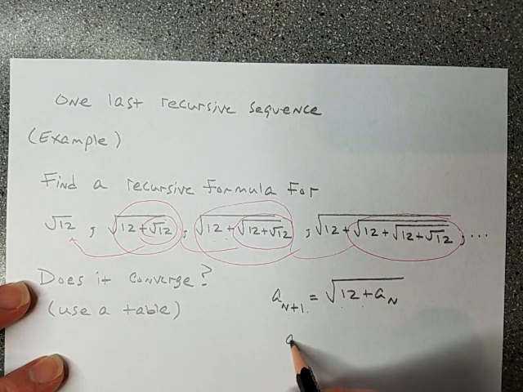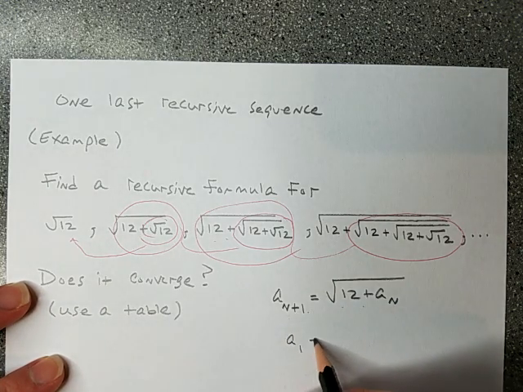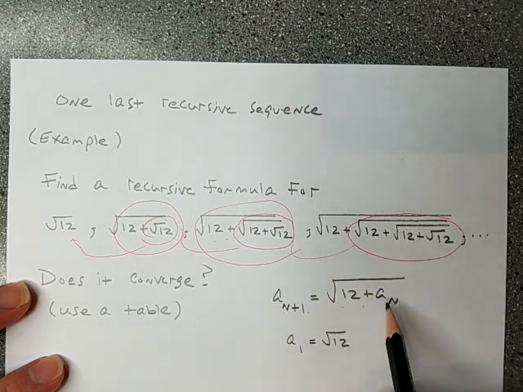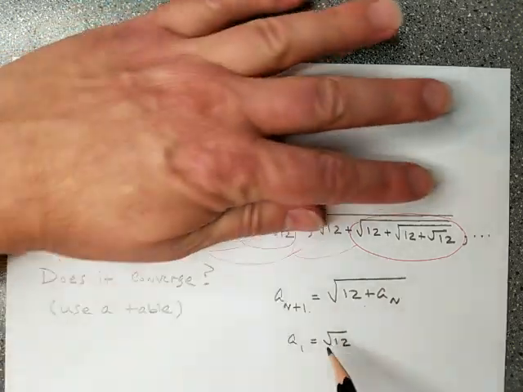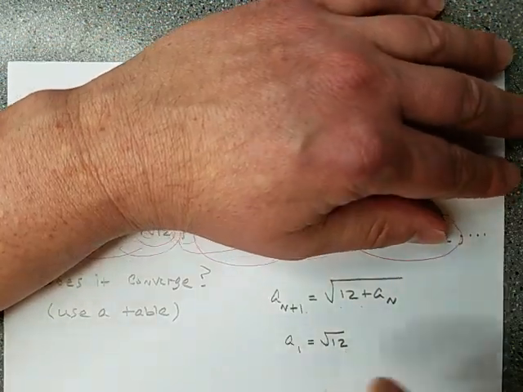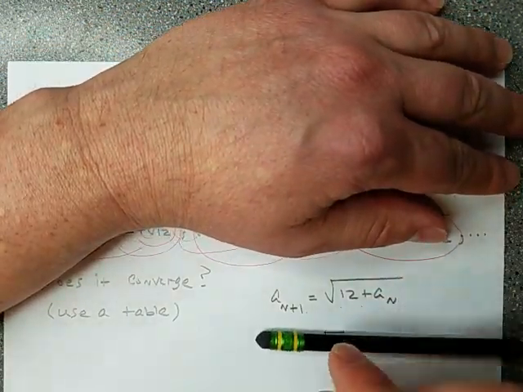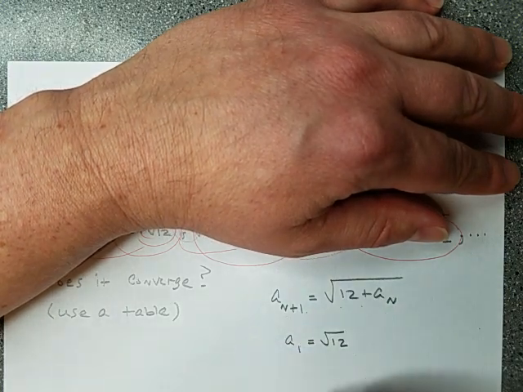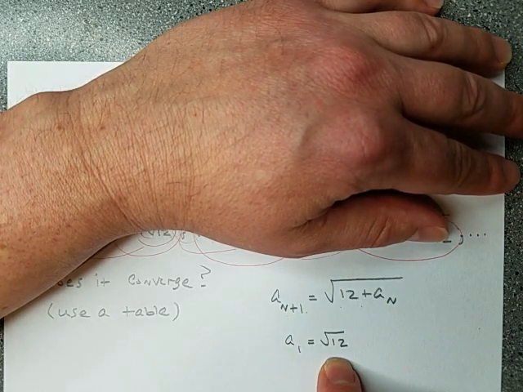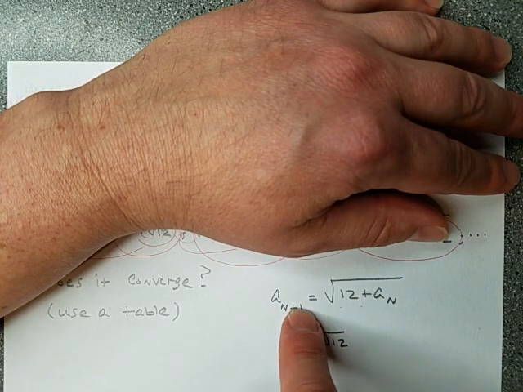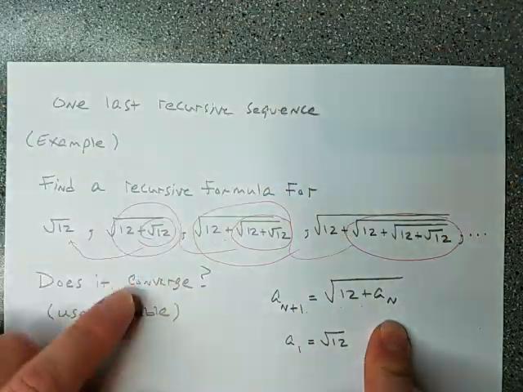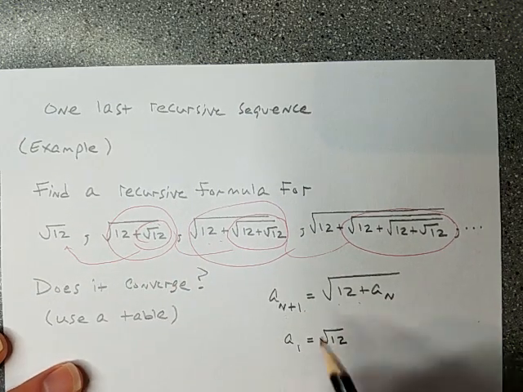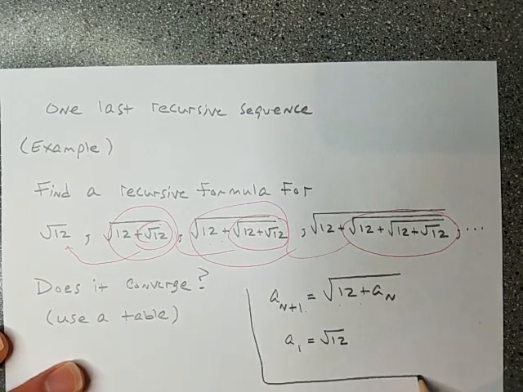And I want also to say that the first term is root 12. Remember, for the recursive sequence, I can't just give you this, because if you didn't know the first term, there'd be no way for you to use that to find any of the terms. But if I tell you the first term is root 12, then the second term is root 12 plus root 12, and that's true. And then you can find the third and the fourth from that. So there's our recursive sequence.